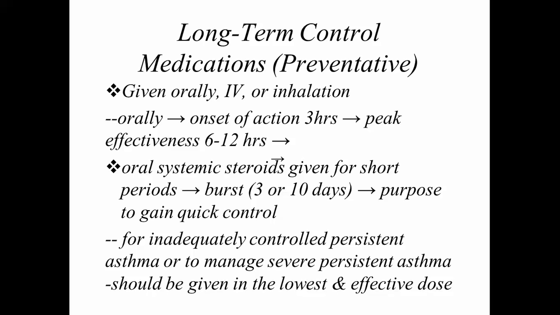If they're given orally, the onset of action is 3 hours, and their peak effectiveness is 6 to 12 hours. Oral systemic steroids may be given for short periods. So, for example, prednisone may be given in bursts. They may be given for 3 to 10 days, and the purpose really is in order to gain quick control.